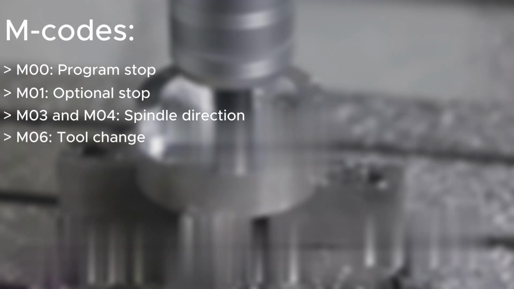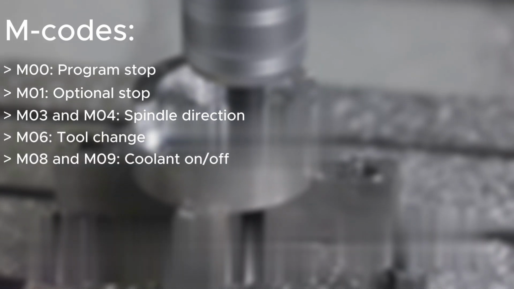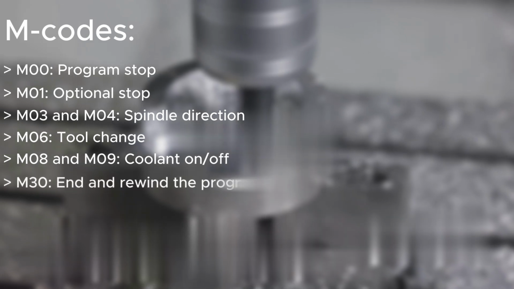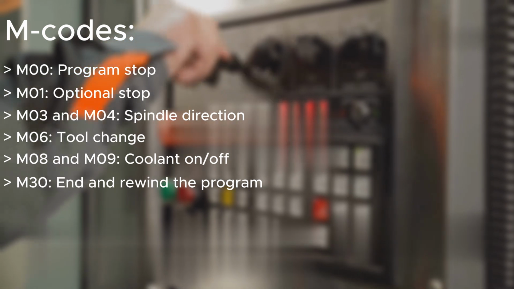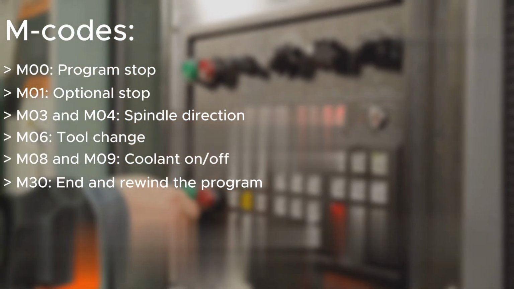M00, program stop. M01, optional stop. M03 and M04 for spindle direction. M06, tool change. M08 and M09, coolant on-off. M30, end and rewind the program. These functions help automate the overall machining process beyond just cutting.